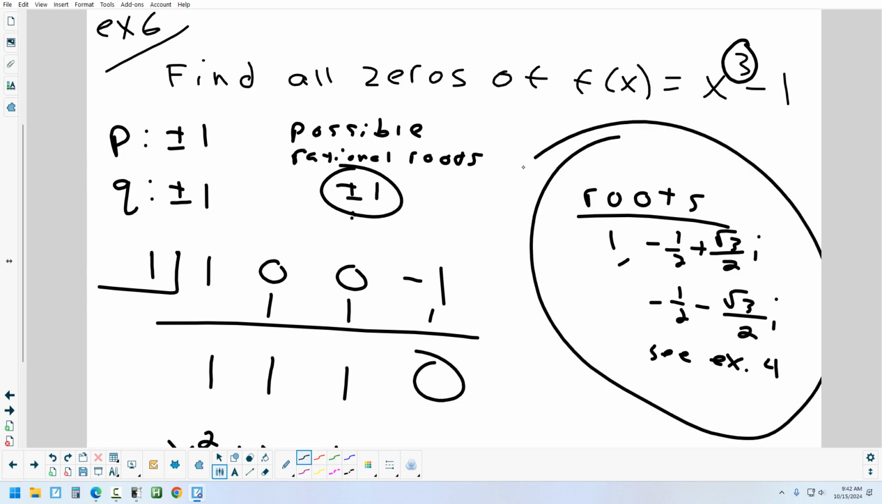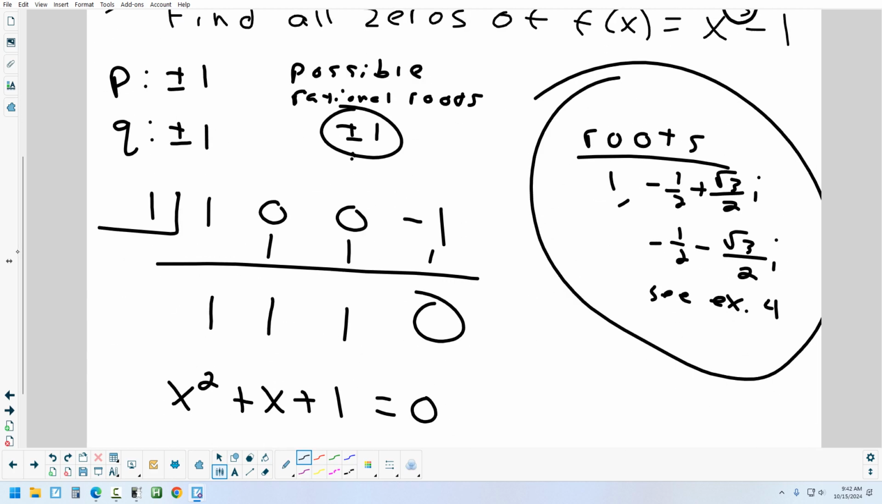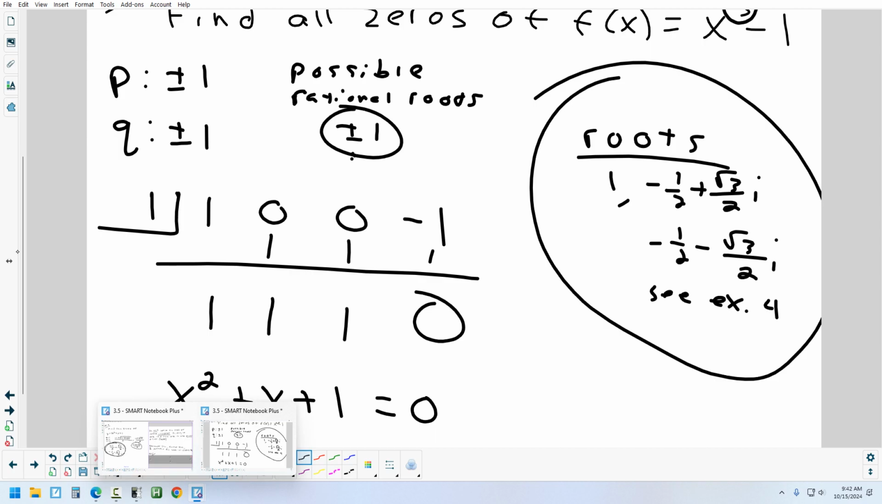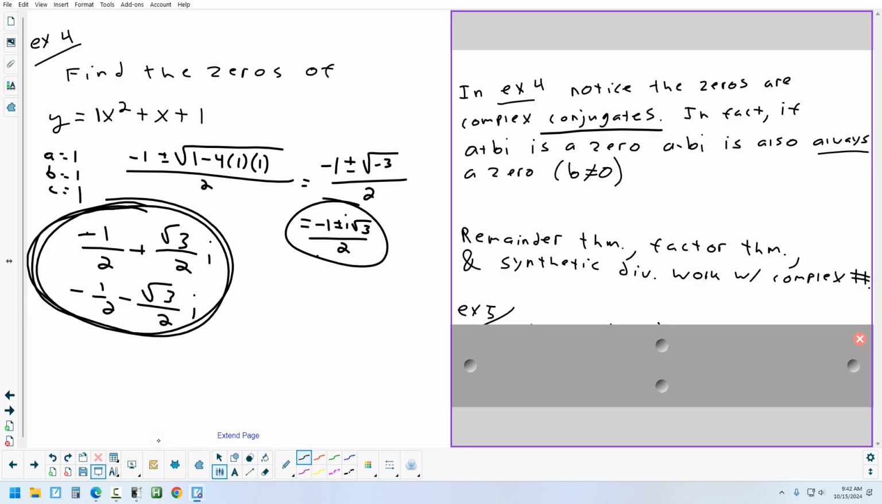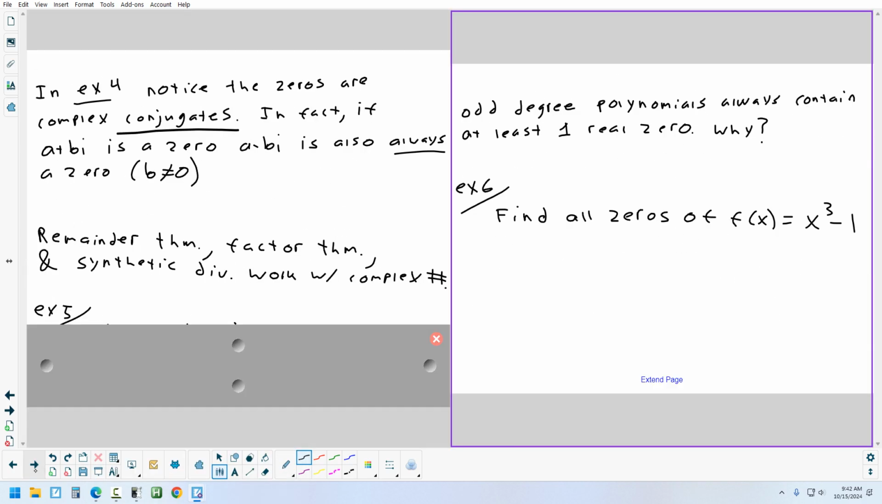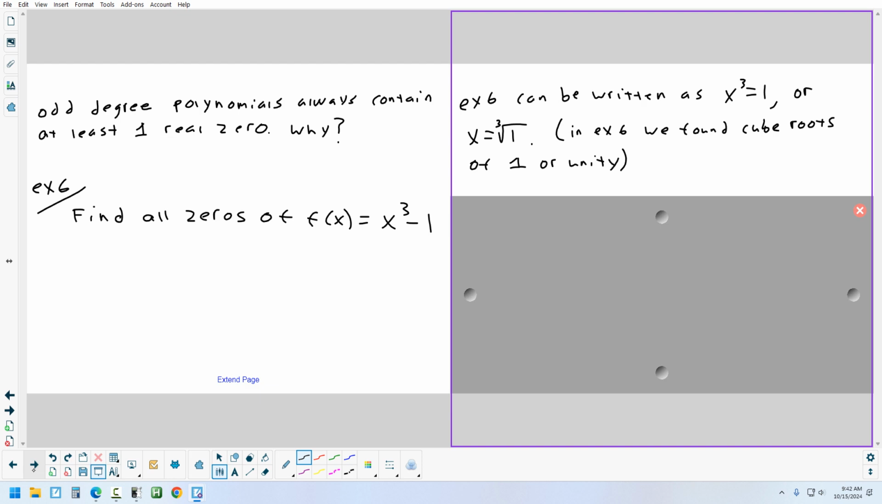So there's your 3 answers. You will always have as many answers as the degree. You have to, because now we're taking into account the complex answers. Any question on that one? Okay, we did that.